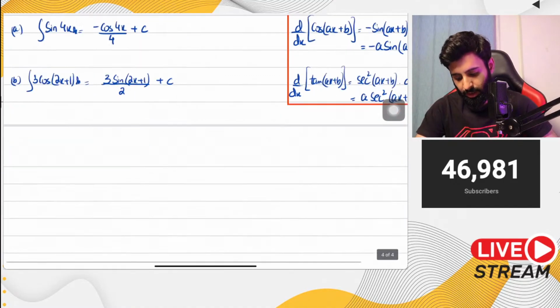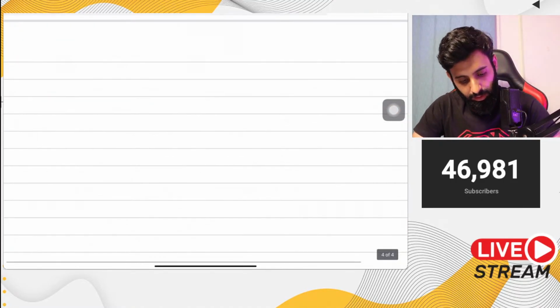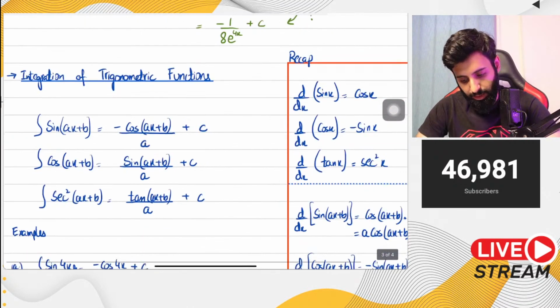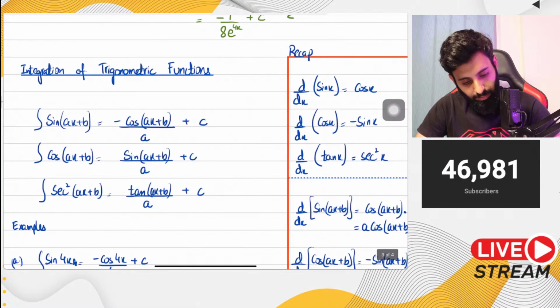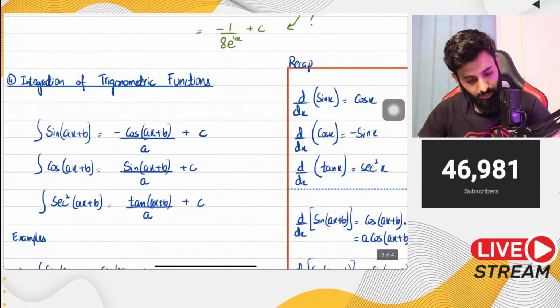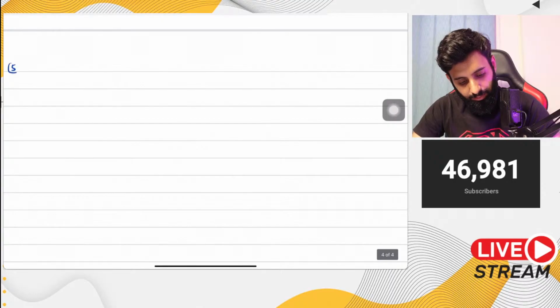Now let's talk about integration leading to ln, and that I think is the 5th. I forgot to number it. This is number 4. And now the 5th one, which is integration leading to ln.